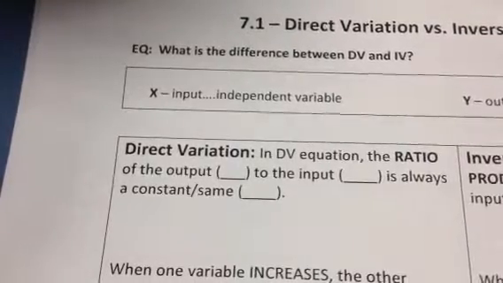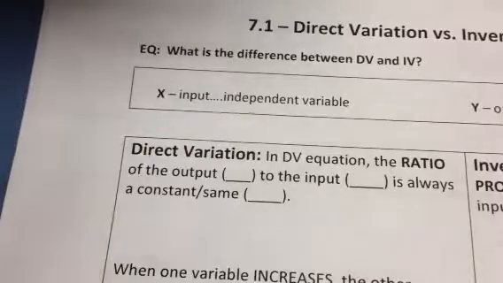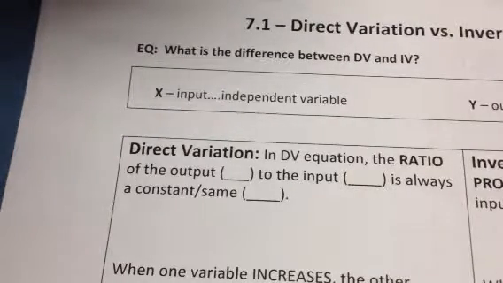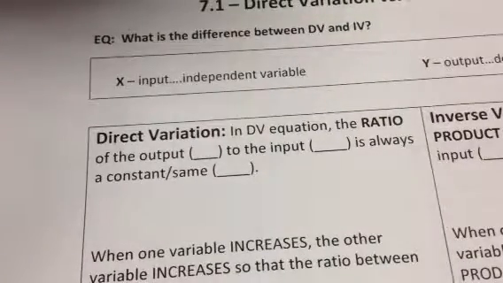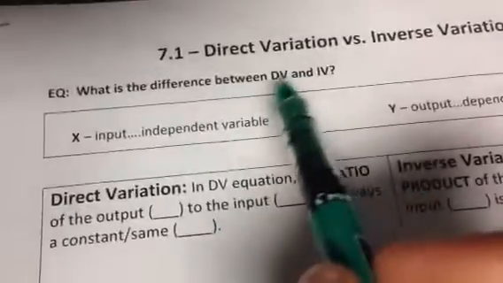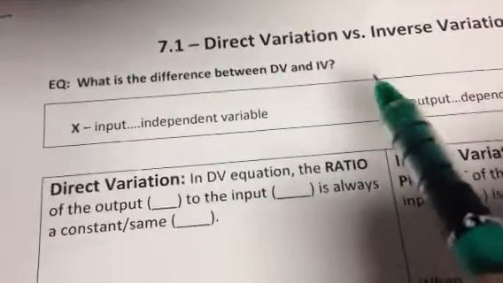Alright, so we are starting chapter 7, and the first thing we're going to be talking about is direct variation and inverse variation. And you have actually seen direct variation, you'll realize that in a little bit. But what we want to talk about is what is the big difference between direct variation and inverse variation. So DV is direct variation, IV is inverse variation.